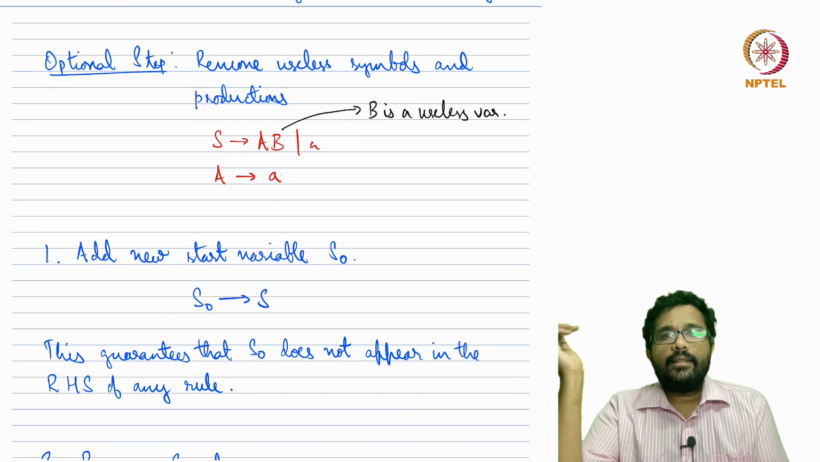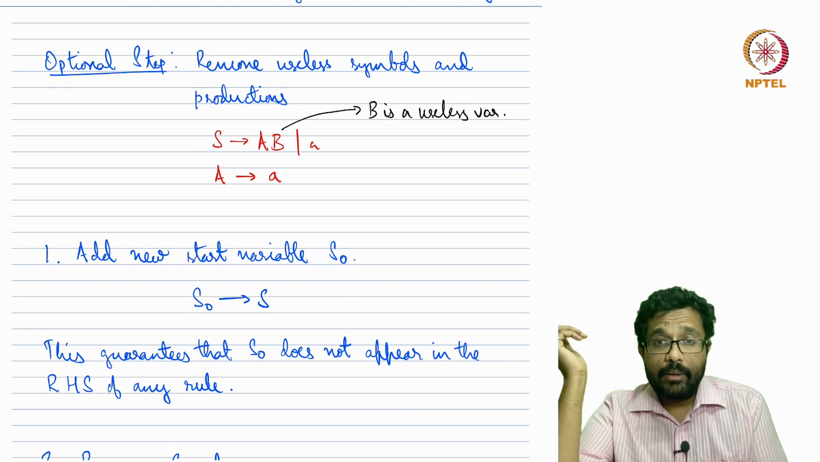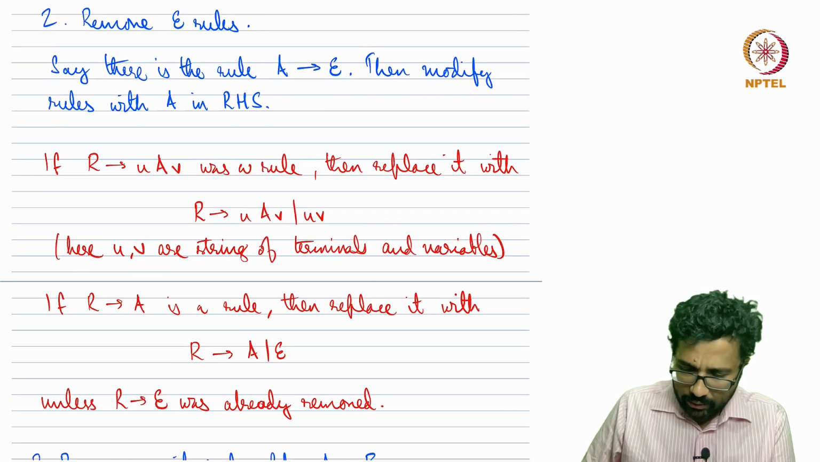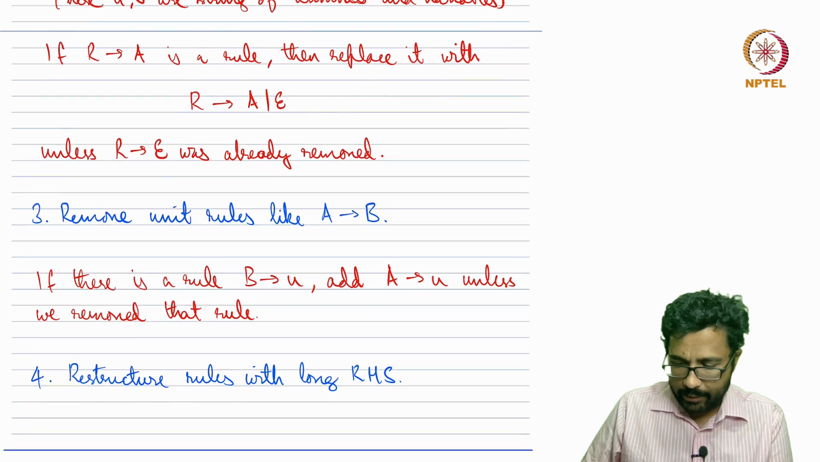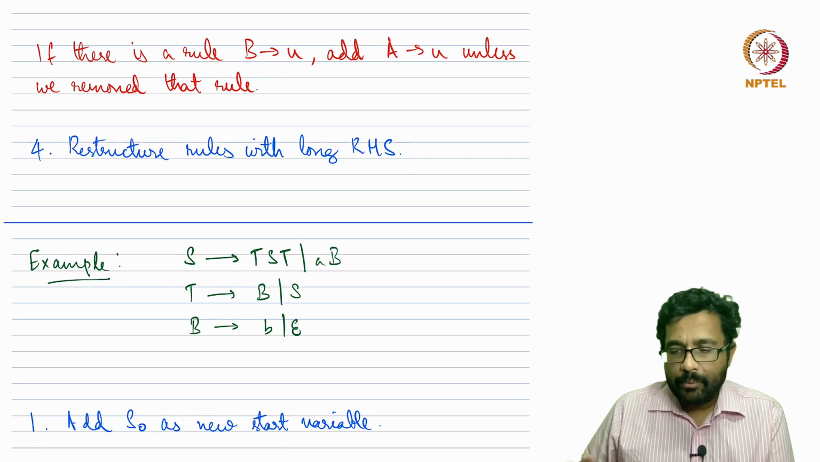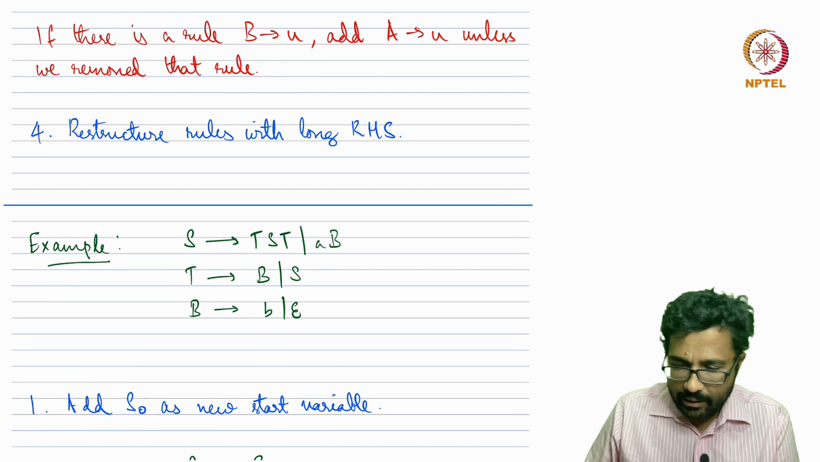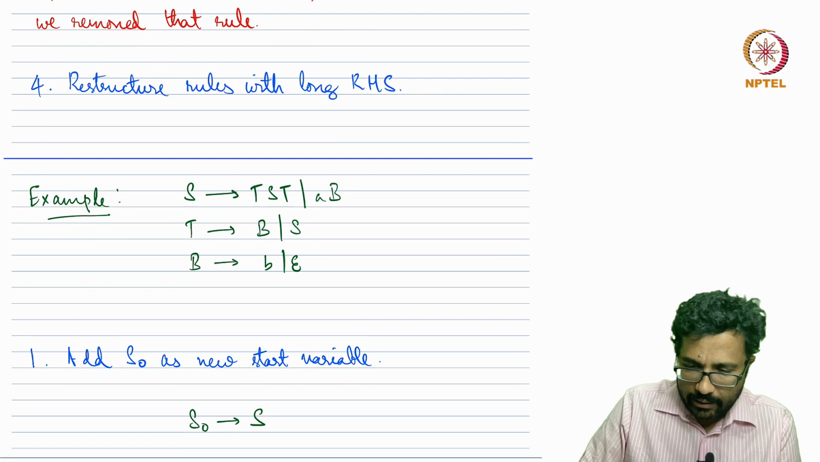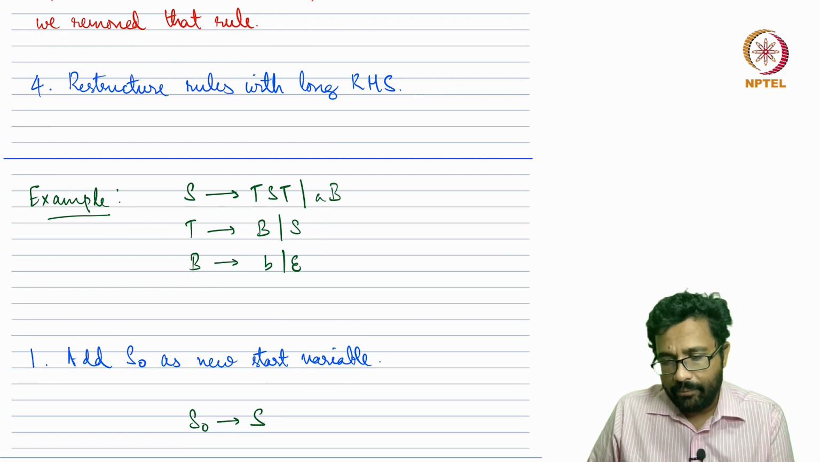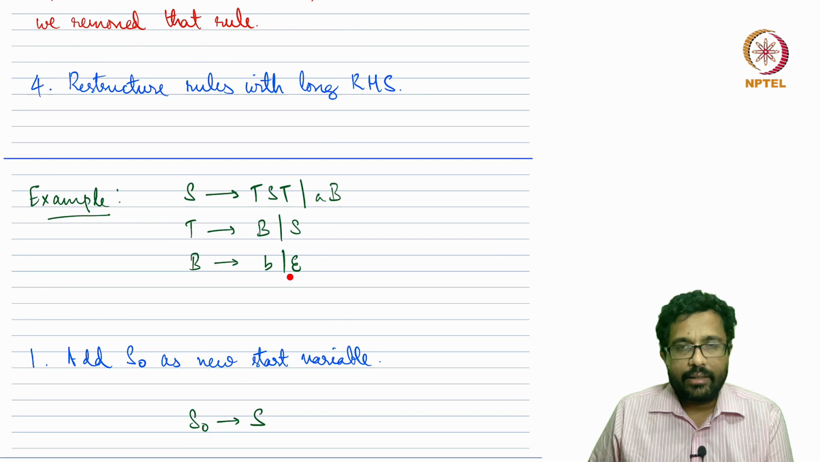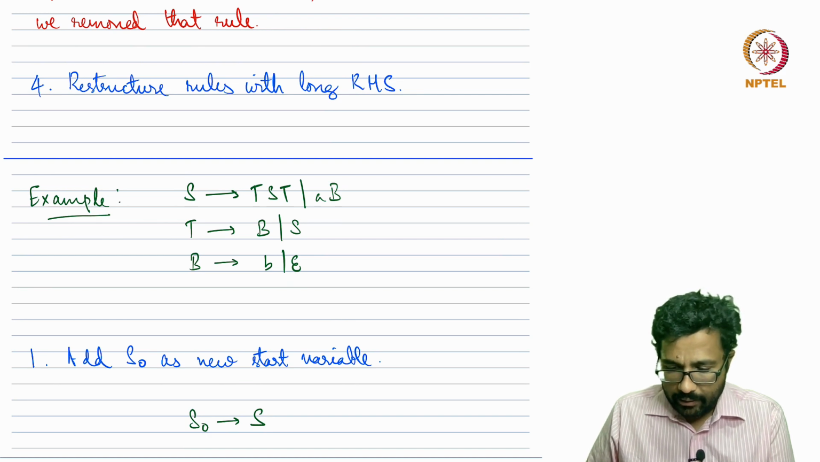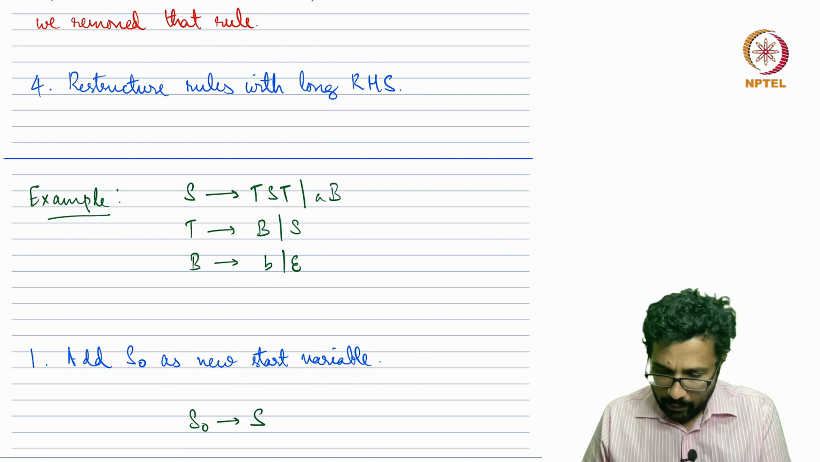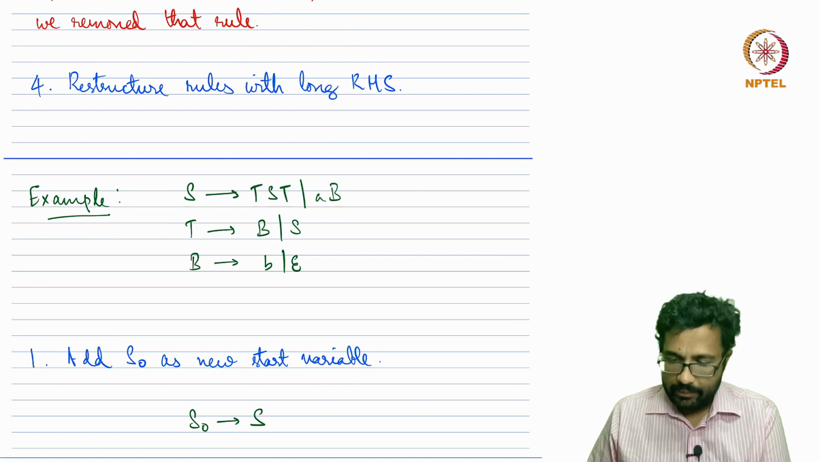The first thing to tackle is... maybe I have the proof written here, but I will not go through the proof. Instead, we will work an example, which may be more illustrative. Suppose this is the CFG: S gives TST, AB; T gives B and S; and B gives small b and epsilon. So there are three variables, capital S, capital T and capital B, and two terminals, small a and small b.